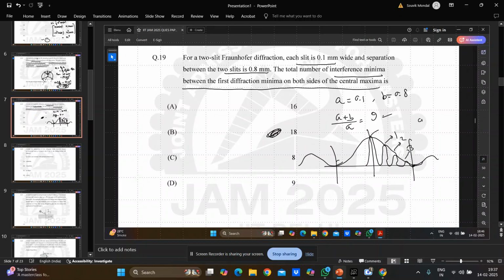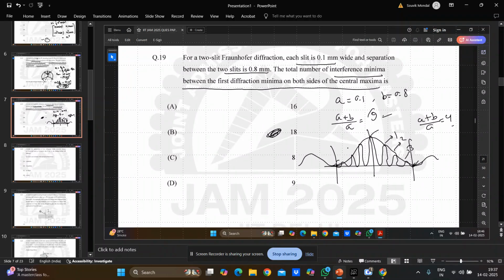So what is the value of (a plus b) by a for this case? The fourth order is missing. So (a plus b) by a is 4 for this diagram. Similarly, there will be 1, 2, 3, and again the fourth is missing. So the fourth one is missing, three are present. So if the ninth is missing, then eight will be present here.